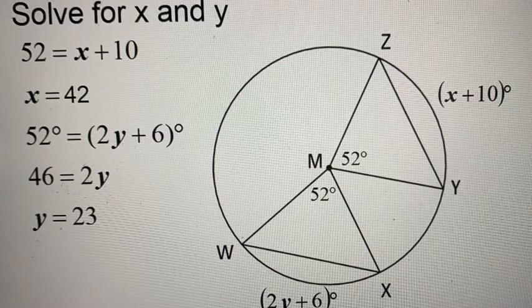Same goes for the other arc, WX. I see that the central angle measure is also 52. So when I set 2y plus 6 equal to 52, and I solve for y, I get y equals 23. It's that easy.